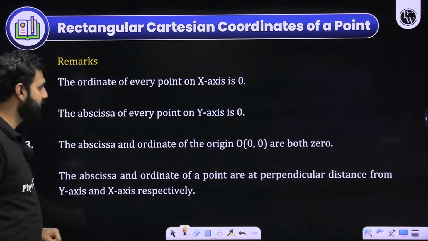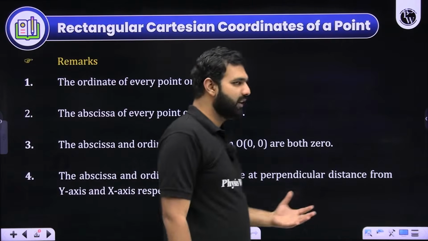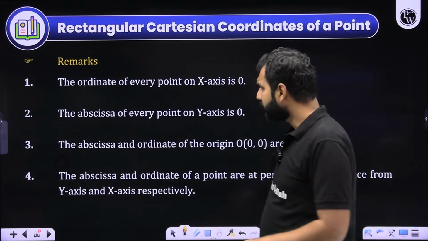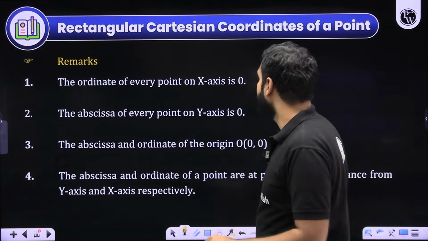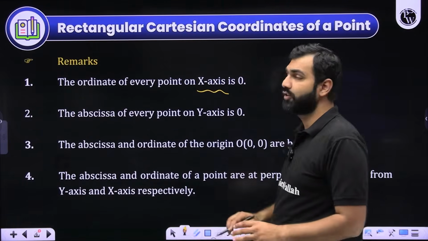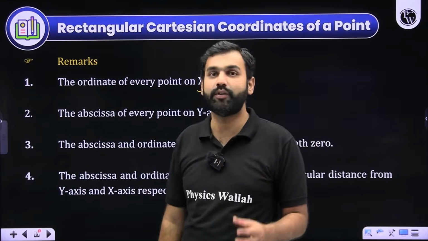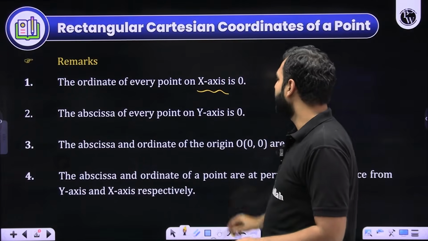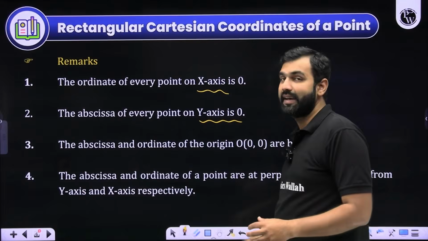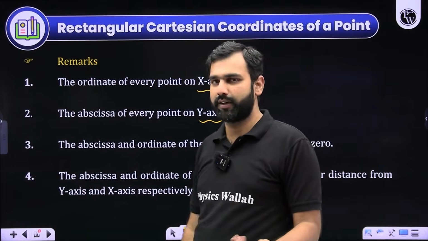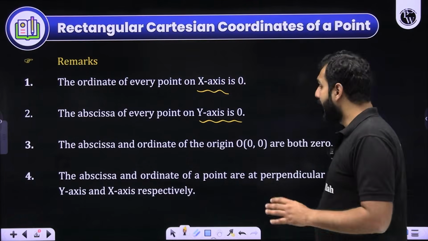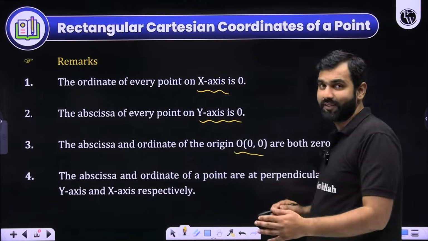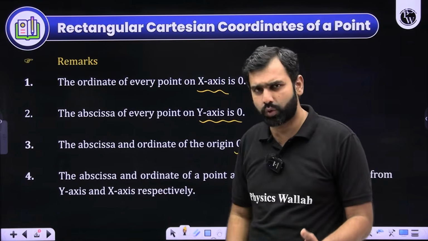Moving ahead towards the next part, these are some generalizations. Always remember, if any point lies on the x-axis, then its ordinate, its y coordinate, is always going to be 0. But if you take any point on the y-axis, its abscissa, which means its x coordinate, is always going to be 0. I hope you remember that the origin, where the x and y-axis intersect, has coordinates (0, 0).